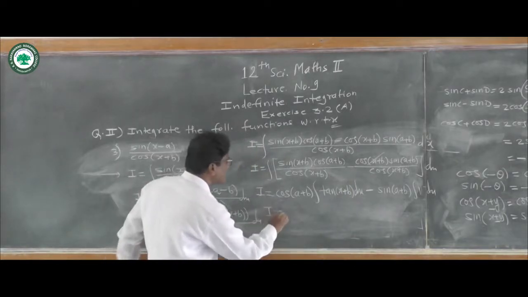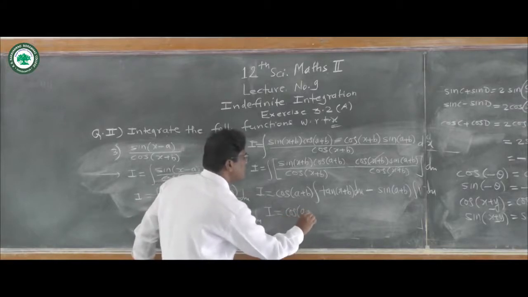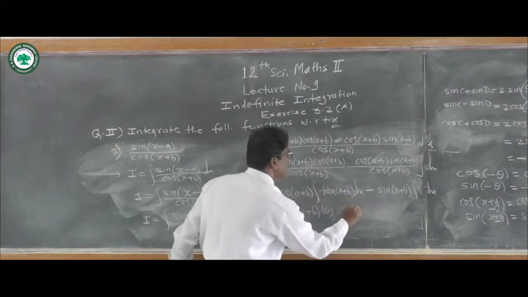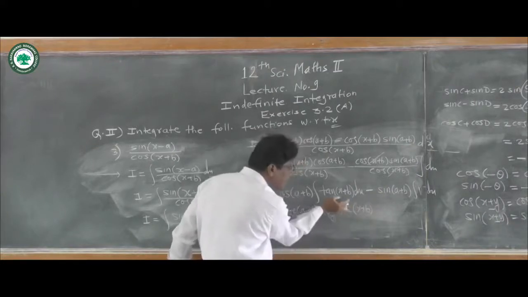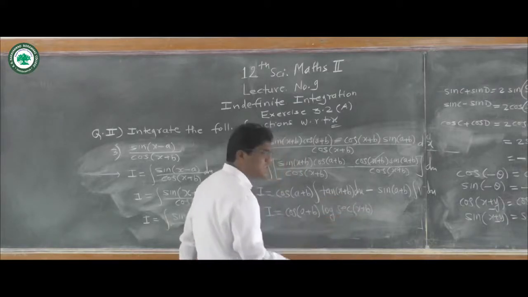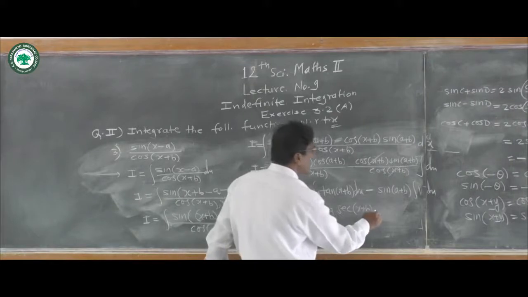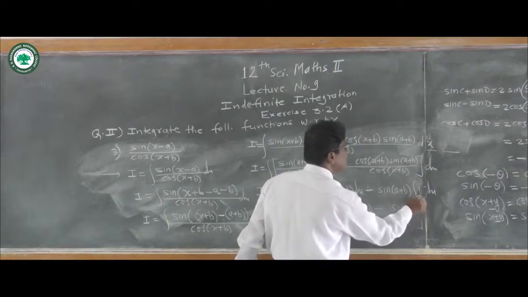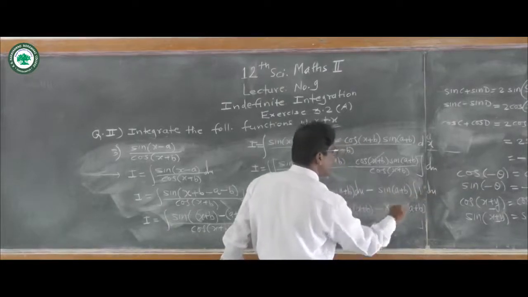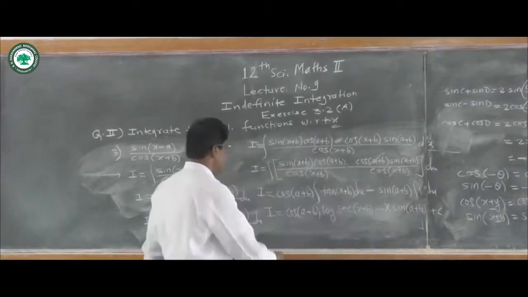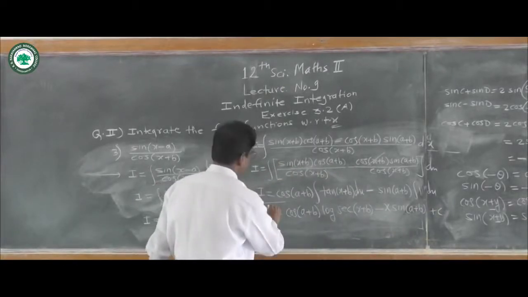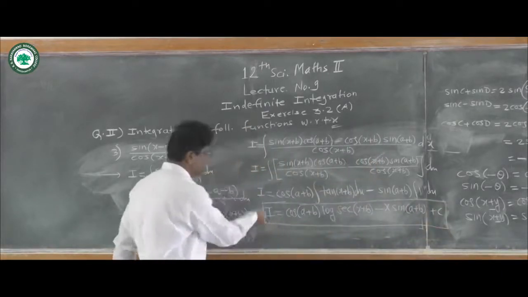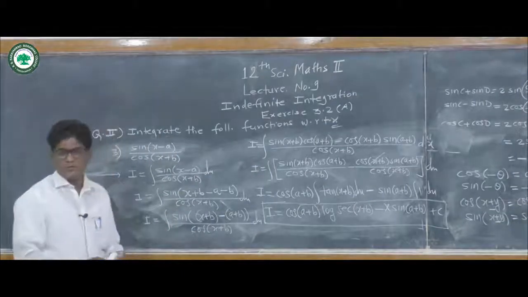So I is equal to cos of a plus b into log of sec of x. In place of x there is x plus b, and divide by the derivative of x plus b, it is 1, so there is no need to divide by 1, minus sin of a plus b as it is, and integration of 1 dx. Integration of 1 dx is x, we write here x plus constant of integration. This is the final solution for this third problem. Take the screenshot and then write in your notebook.